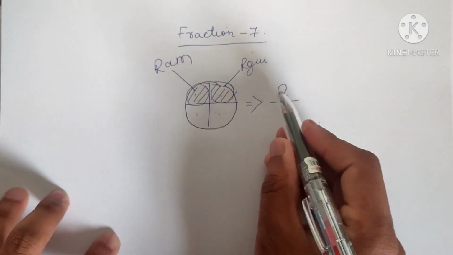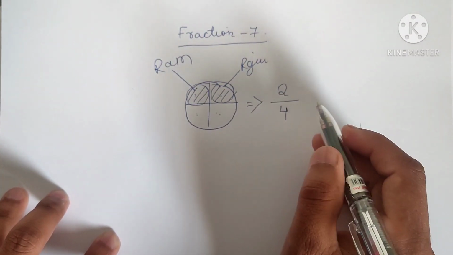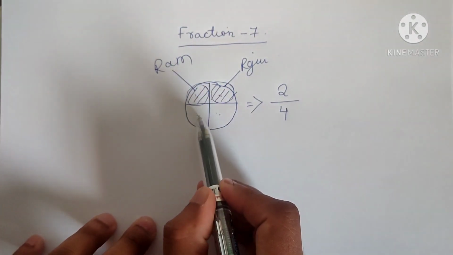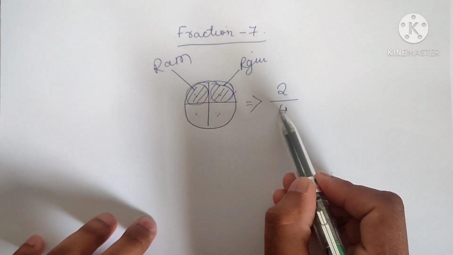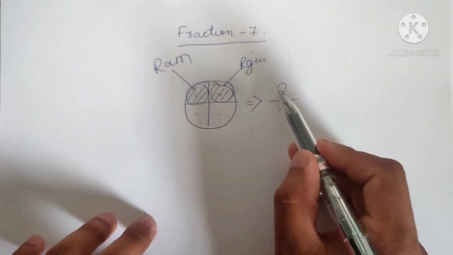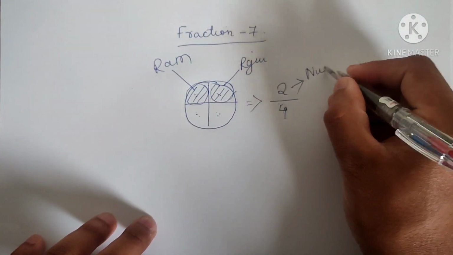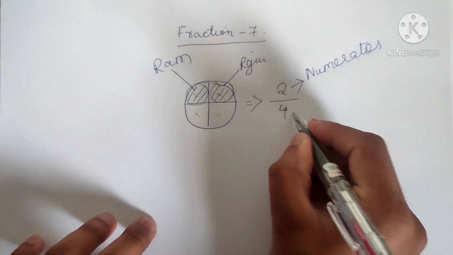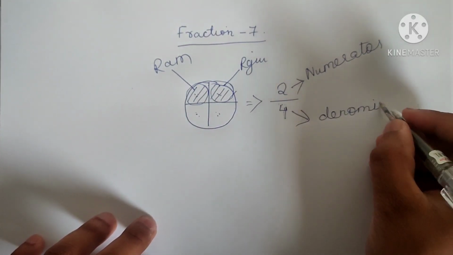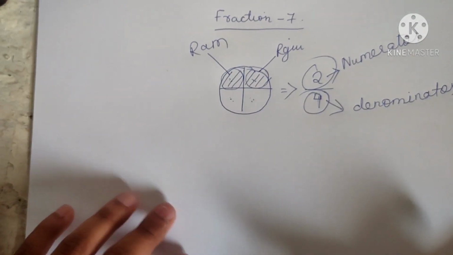So now you will say that this cake is divided into 2 by 4th of its total. You can see that it has 4 pieces, that is why the total we have written is 4. And you have given 2 pieces to your friends, that is why 2 by 4. Whenever you write in fraction terms, the upper term is called the numerator and the lower term is called the denominator. You have to always remember this term in your whole life.